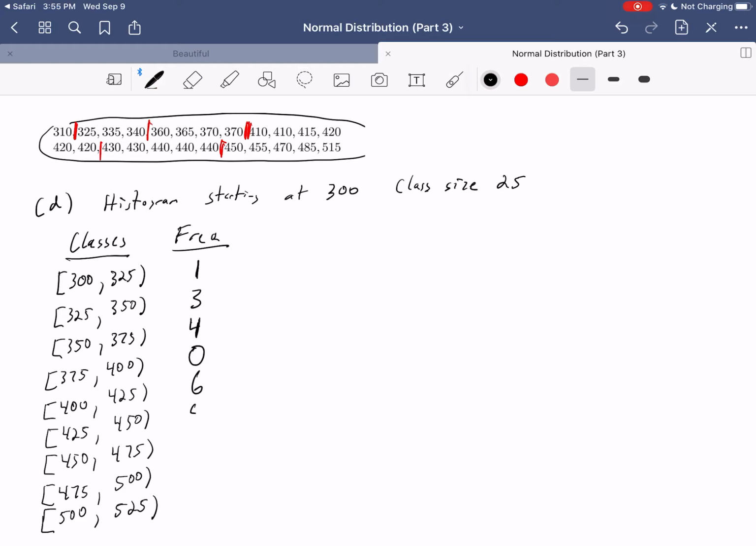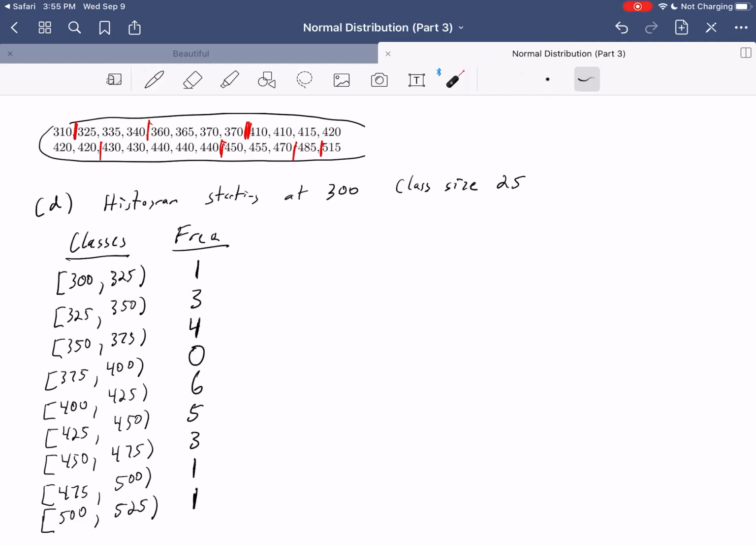So there we go. Keep in mind, right, the 450, for example, would not be counted in this one. It would go into the next one, because remember, we always exclude the right endpoint and include the left one. So then 450, 455, 470, those would all go in our next one. So we've got 3 there. And then this 485 would go in there. So we've got another one. And then the 515 would go in our last one.